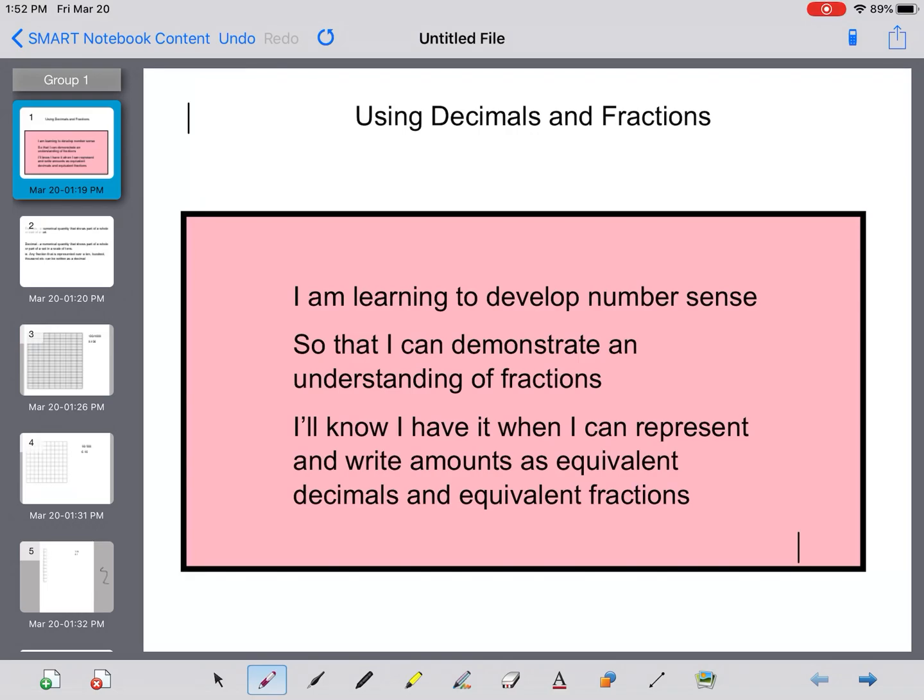Our learning intentions and success criteria are: I am learning to develop number sense so that I can demonstrate an understanding of fractions. I'll know I have it when I can represent and write amounts as equivalent decimals and equivalent fractions.